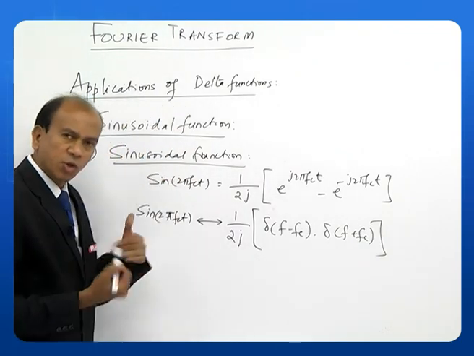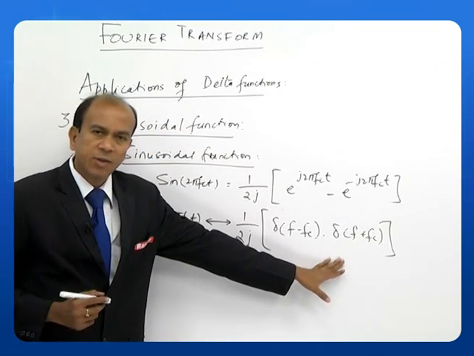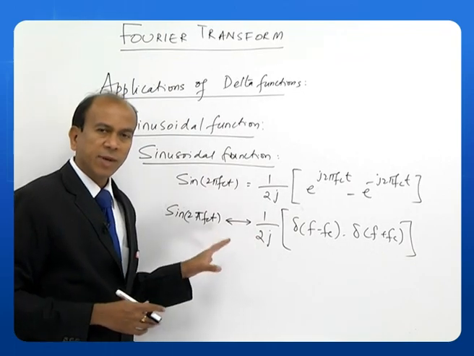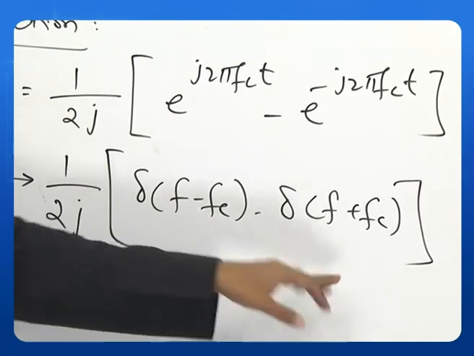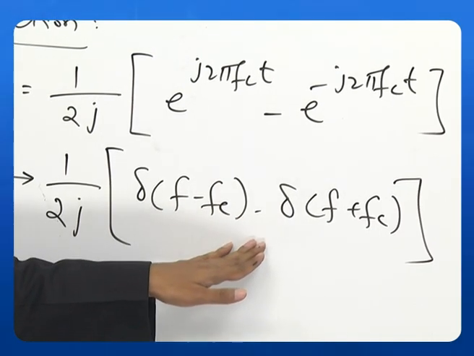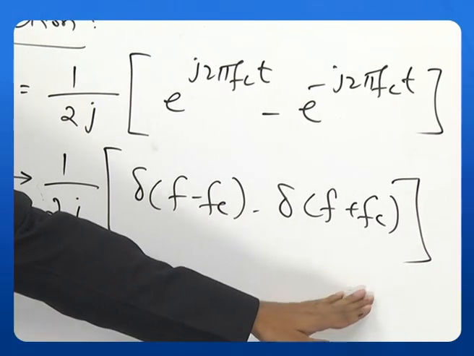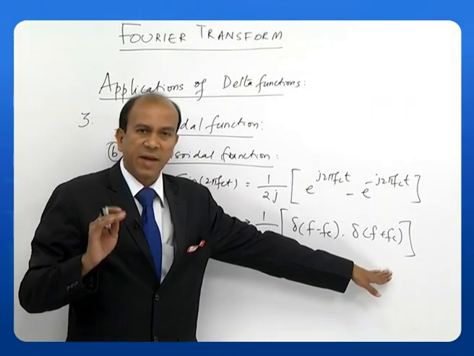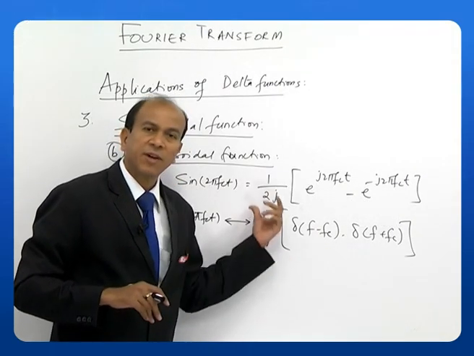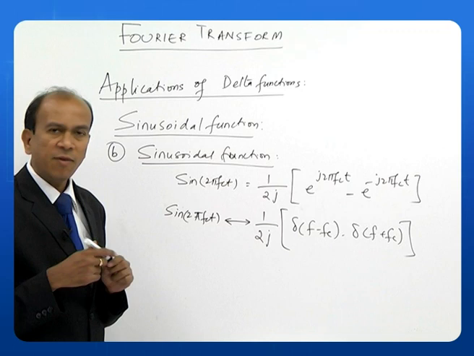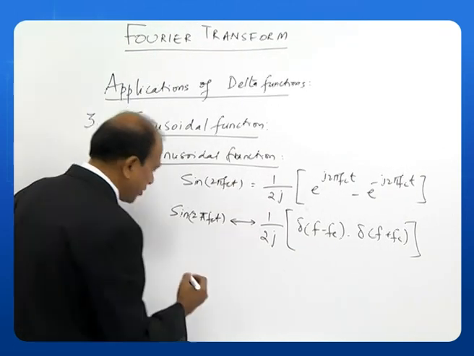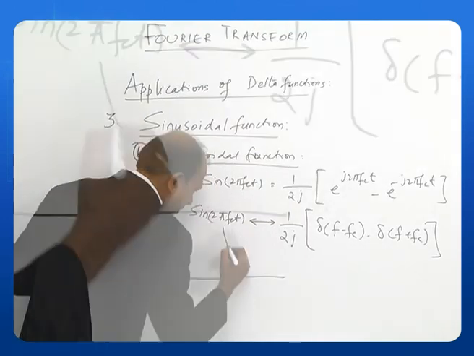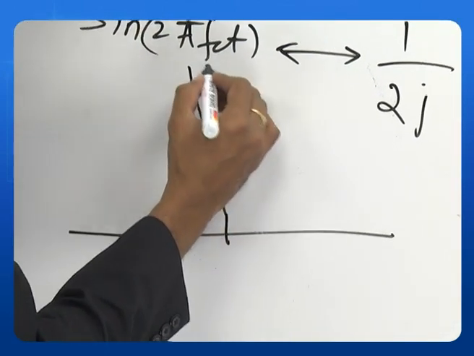So, again this Fourier transform is also equal to two delta components, one existing at f is equal to fc and the other one existing at f is equal to minus fc. Of course, there is a scaling factor of 1 by 2j. So, let us draw the frequency spectrum for this. So, this looks like this. This is the magnitude of g of f.